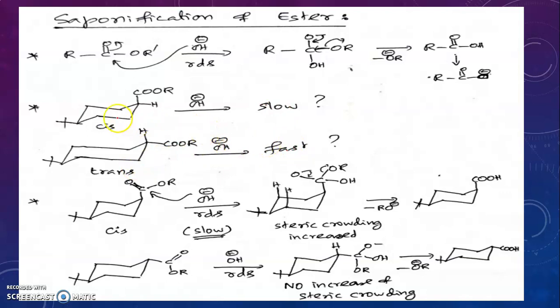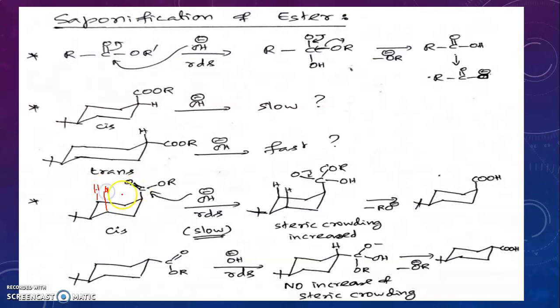Okay, so they are actually isomers, but they undergo reaction at different speeds. What is the reason for this? Suppose I take the cis isomer. The first step is the nucleophilic attack, and you know very well that is the rate determining step. In the rate determining step, you see the ester group is present in the axial position. When it is present in the axial position, we have 1,3 diaxial interaction.